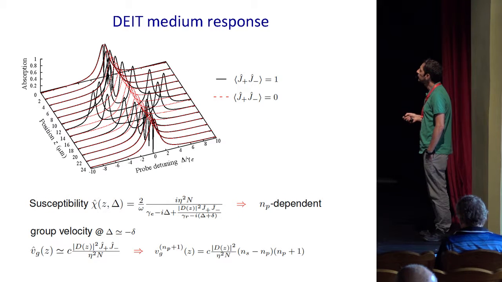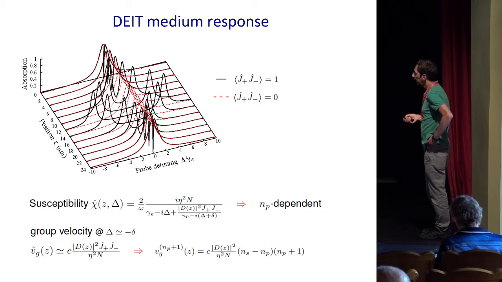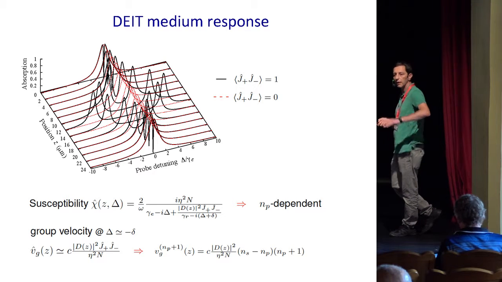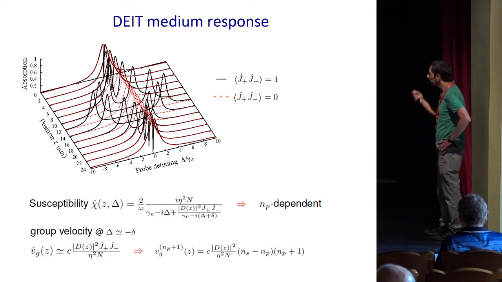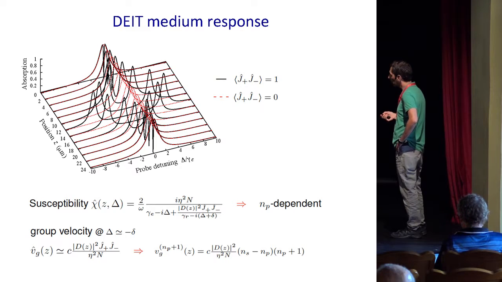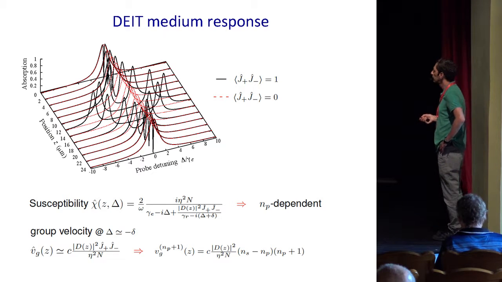And this is basically the spatial profile of the medium susceptibility, and this is now an operator-valued function because it is determined by the state and the number of spin excitations in the medium. Moreover, it is also photon number dependent. So the group velocity also depends on the photon number.